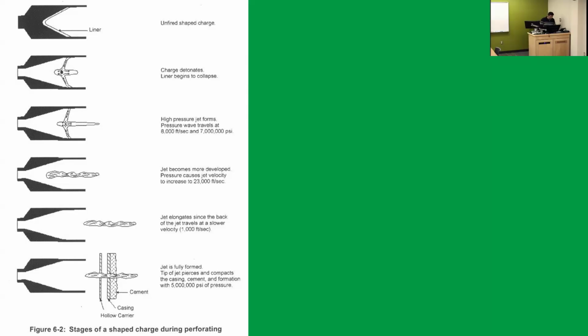That's how it's designed to work. The jet is finally fully formed. The tip of the jet pierces and compacts the casing, cement, and formation with 5 million psi of pressure, which is from the petroleum engineering handbook, I believe, this figure. Yeah, that's how it goes. A lot of technology involved in perforating, which is, I would say, an operations-oriented topic.